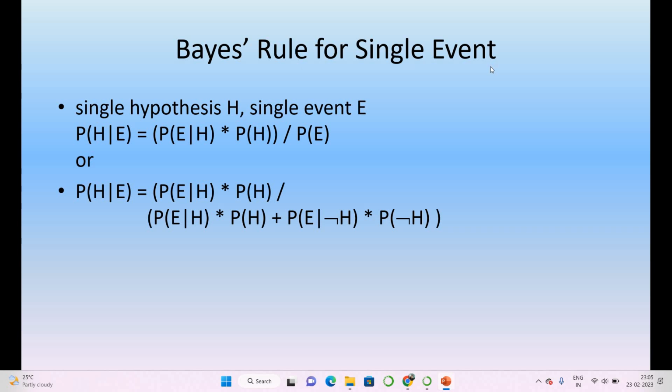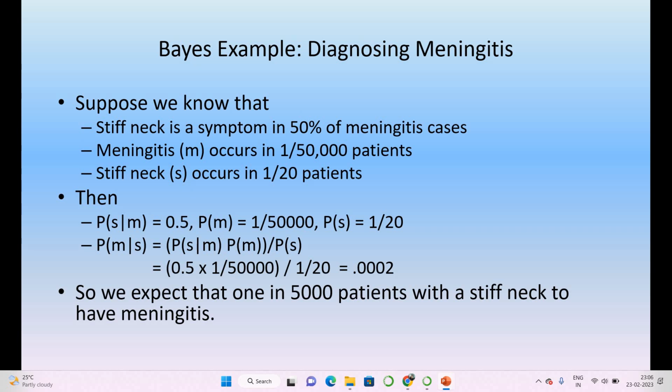For a single hypothesis H and single event E, it can be represented as probability of H on E is equal to probability of E on H into probability of H, divided by probability of E. Or probability of H on E is equal to probability of E on H into probability of H, divided by probability of E on H into probability of H plus probability of E on negation H into probability of negation H. Like that, the single hypothesis H and single event E can be represented.